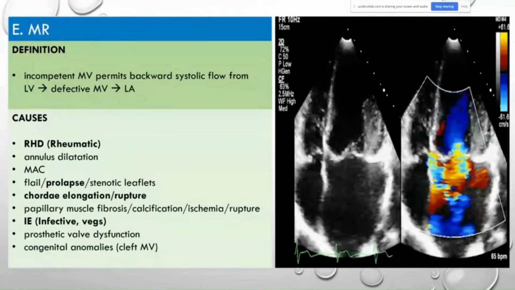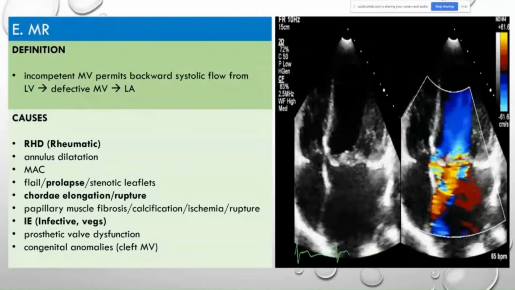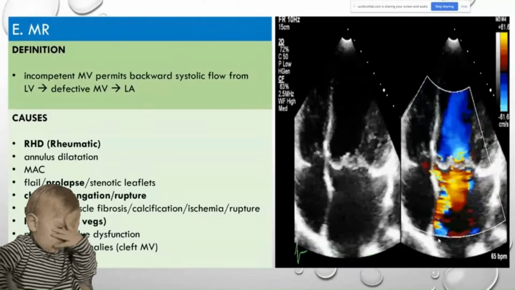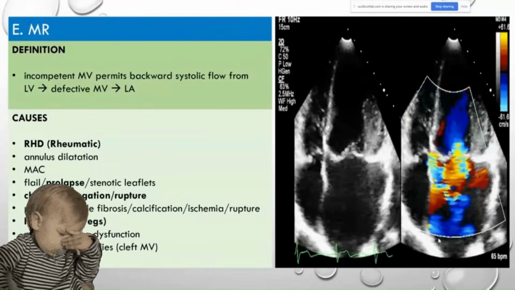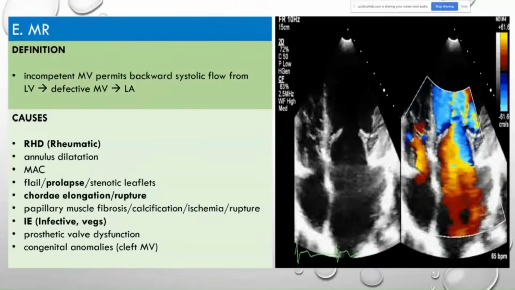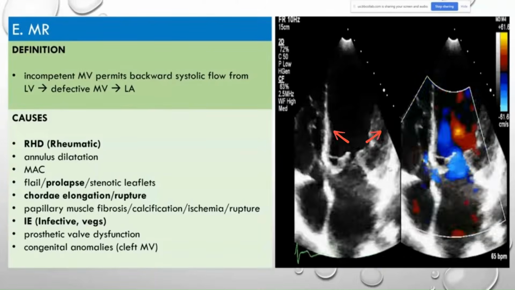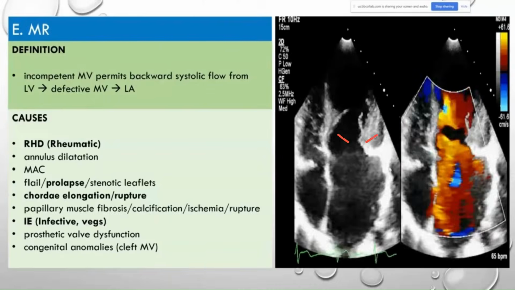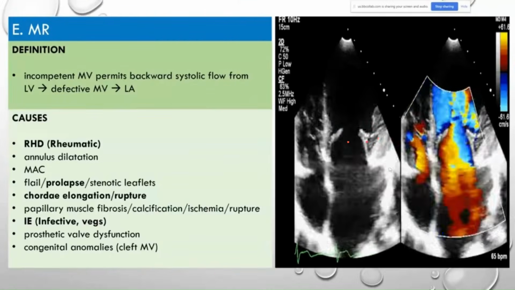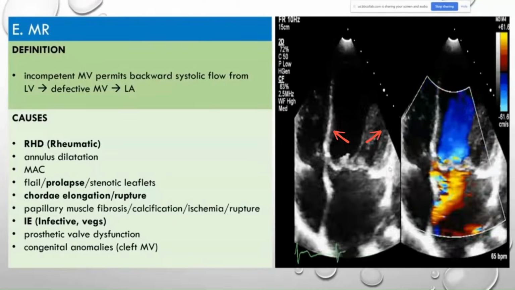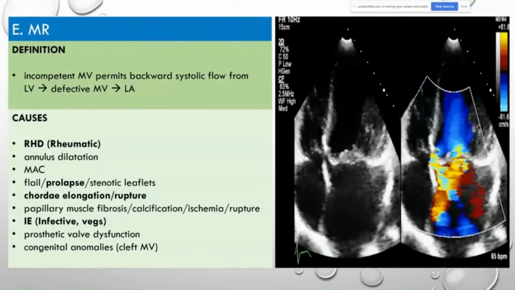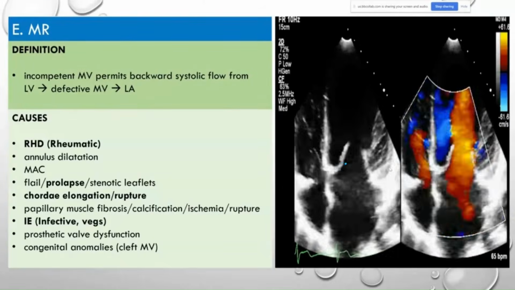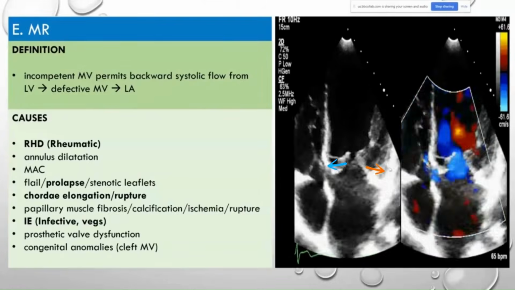You can also have congenital anomalies, like a cleft mitral valve, which, remember, anytime you hear the word congenital, it means you're born with it. If your annulus is dilated, the reason it would cause regurgitation is because it displaces your papillary muscles and the chordae tendineae. So if you have any type of cardiomyopathy, coronary artery disease, or anything like that, that'll cause the annulus to separate a little bit, which will cause that MR.